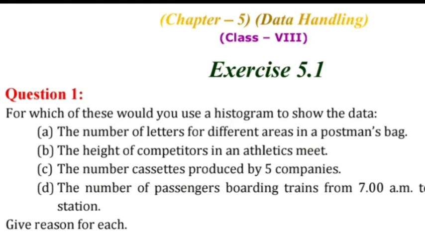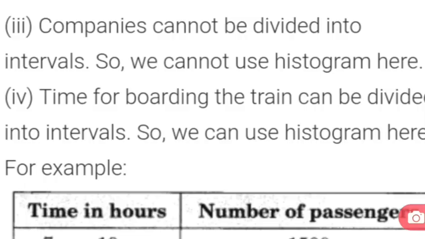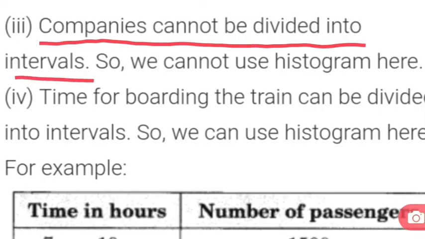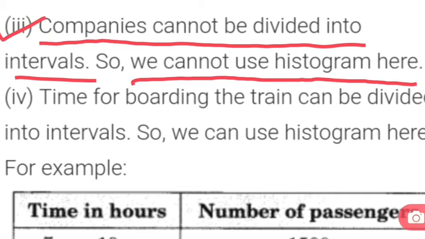Now the C part is the number of cassettes produced by 5 companies. Now if you check, companies cannot be divided into intervals, so we cannot use a histogram here. We do not have any approximate idea about the companies, and companies also cannot be divided into class intervals. So we can't make the histogram.